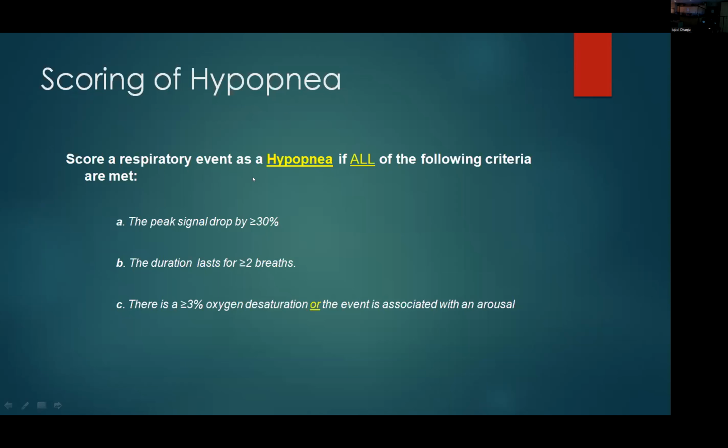Score a respiratory event as a hypopnea if all of the following criteria are met. The peak signal dropped by 30 or greater than 30%. The duration lasts for more than 2 breaths. There is a 3% oxygen desaturation, or the event is associated with an arousal.